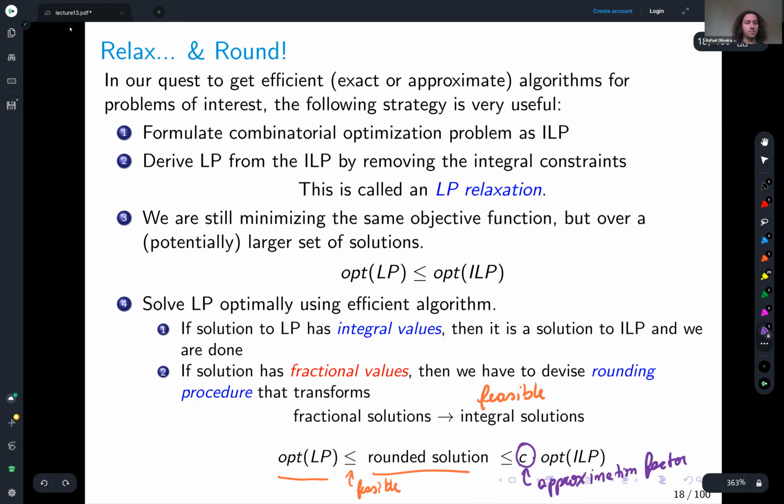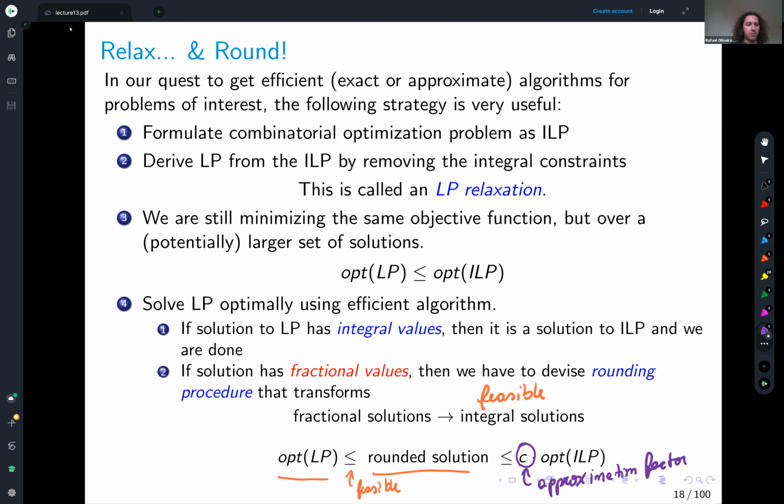Does that make sense? So in the minimization setting, what we want is to say, okay, I get the optimum of my linear program. I do something to the solution that I get to get an integral solution, which is feasible. And all I need to say is that this procedure that I do will not get me a really bad solution. It will get me a solution that is close to the optimal solution to the integer linear program. Does that make sense?